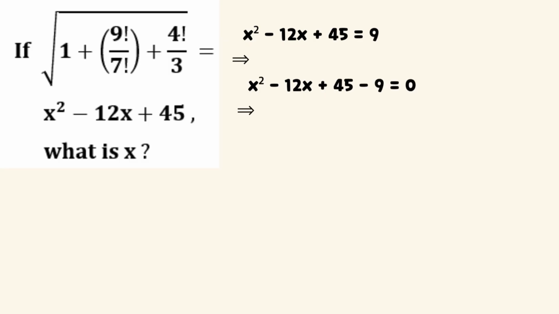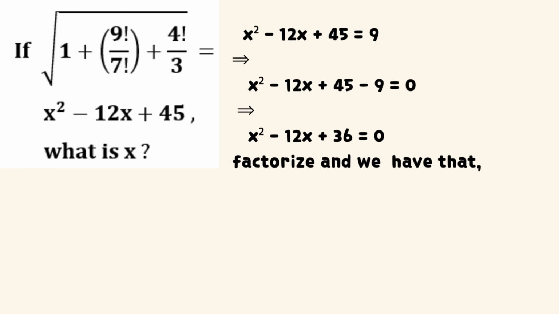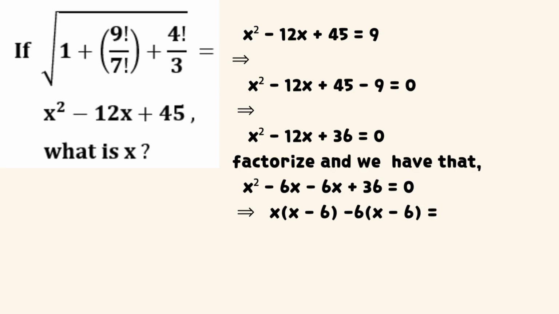The square of x minus 12 times x plus 45 equals 9. Simplify and we have that the square of x minus 12 times x plus 36 equals 0. Factorize and we have that the square of x minus 6 times x minus 6 times x plus 36 equals 0. This simplifies to the square of x minus 6 equals 0.